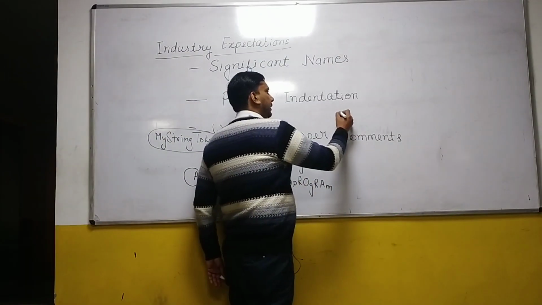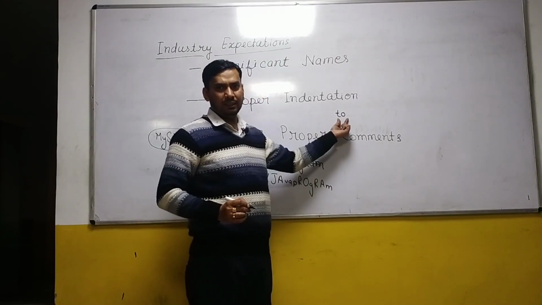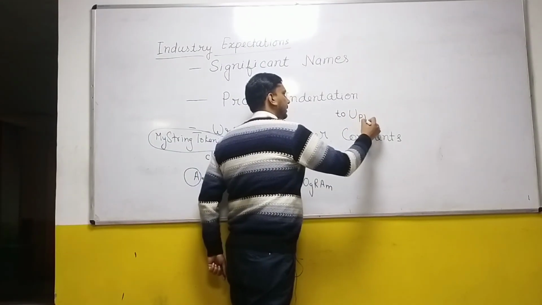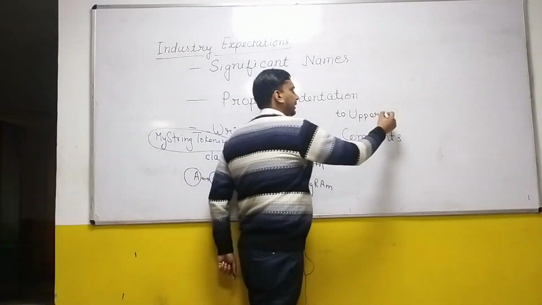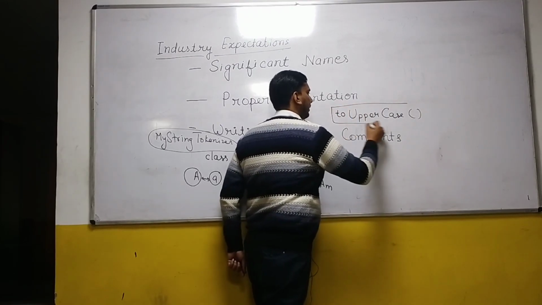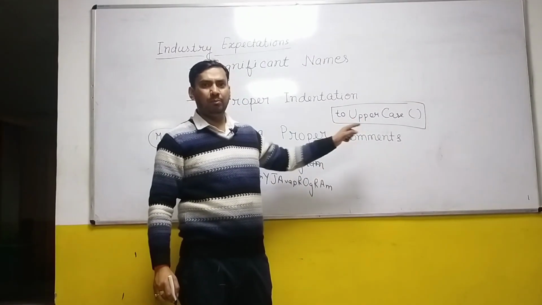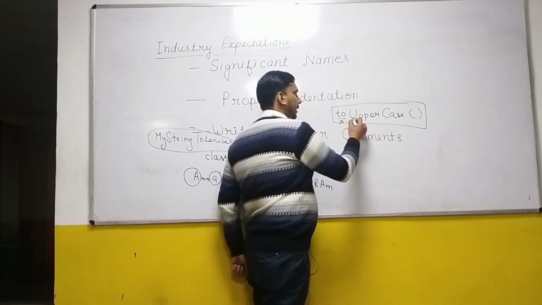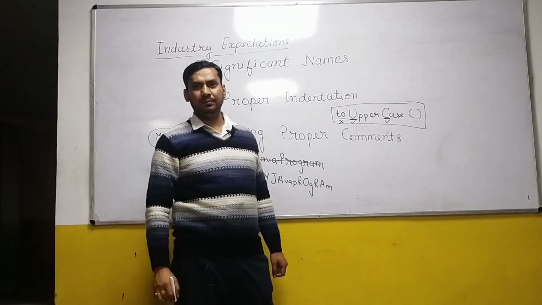So for toUpperCase, the naming is: to is the first word, so all letters are in the lower case. Then upper, upper is the second word, so U is capital. And then the third word is case. Case means C is capital. So toUpperCase method is written in this manner. This is the naming convention for the functions or methods in Java. Every word's first letter is capital except the first word.